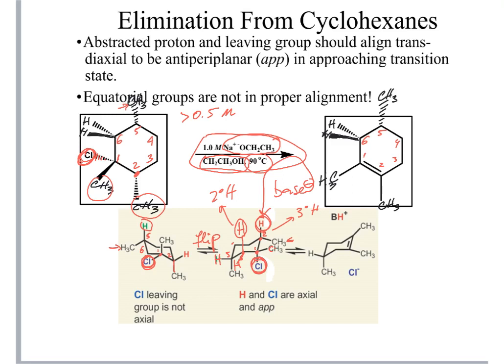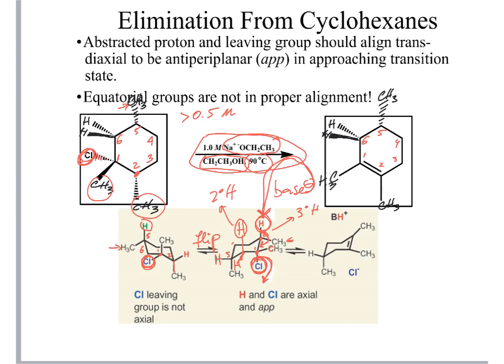Sigma bond between that hydrogen and the alpha carbon will break, and 2 electrons from this bond will go to form the pi bond between carbons 1 and 2. Leaving group will be expelled. So we have 3 arrows. 1, deprotonation, abstraction of the proton from the backside, breaking of the bond between alpha carbon and alpha hydrogen to form the pi bond, and dissociation or expulsion of the leaving group.